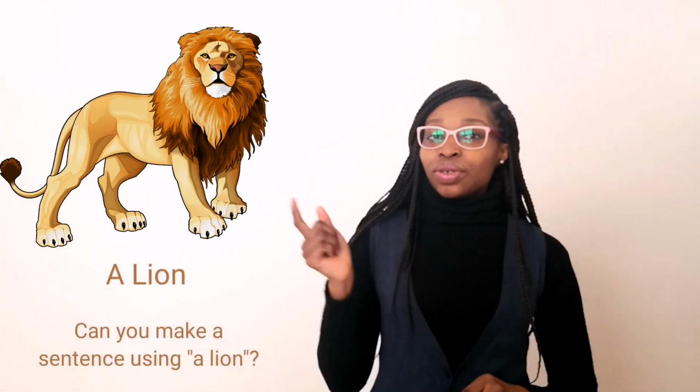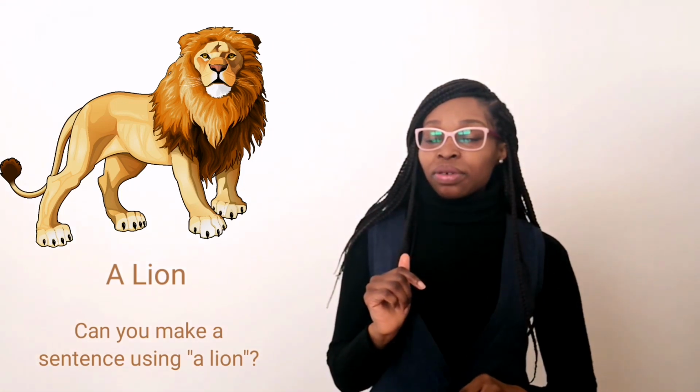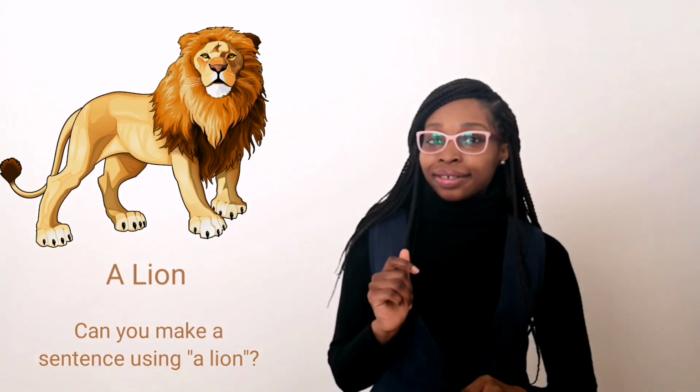Hippopotamus. A hippopotamus. Or semplicemente hippo. In short form, we usually say hippo. This is a hippopotamus. Okay? What is this? Simple. A lion. Can you make a sentence using a lion?